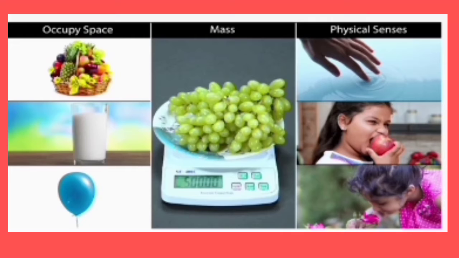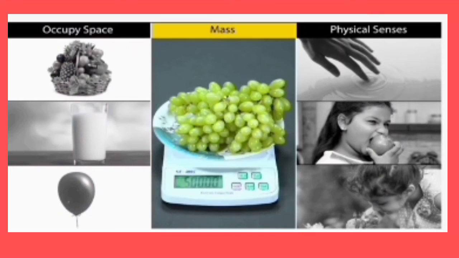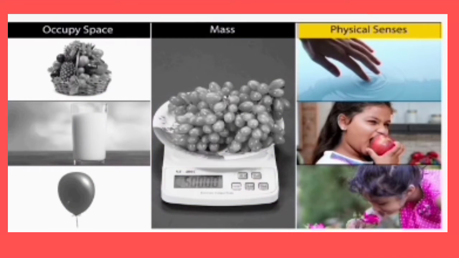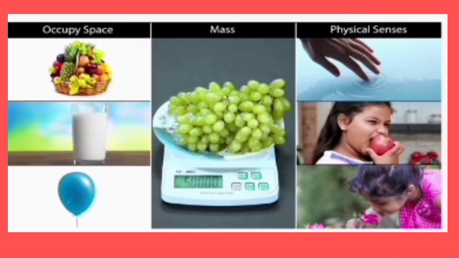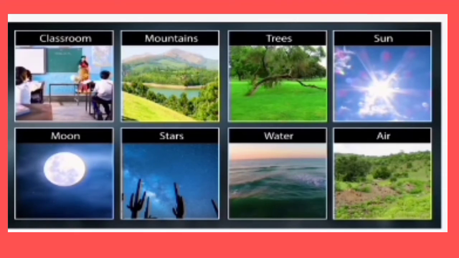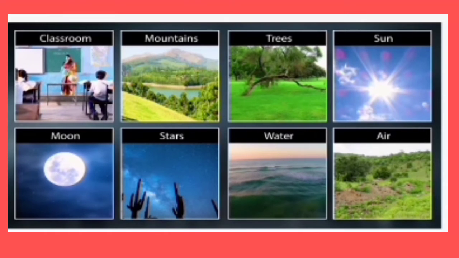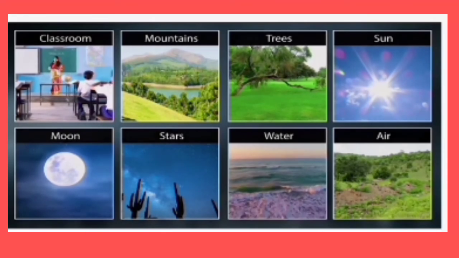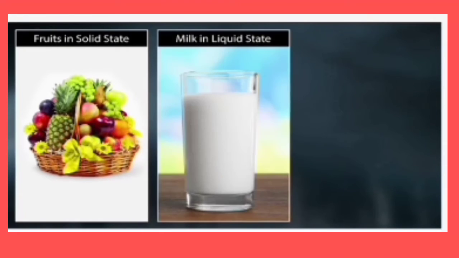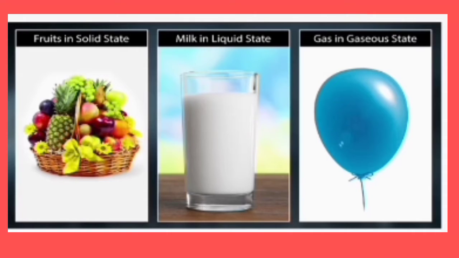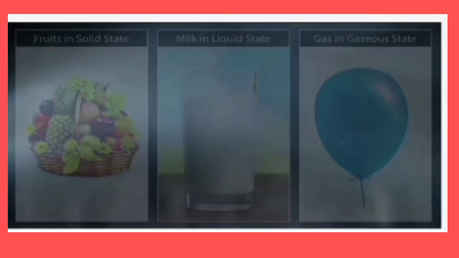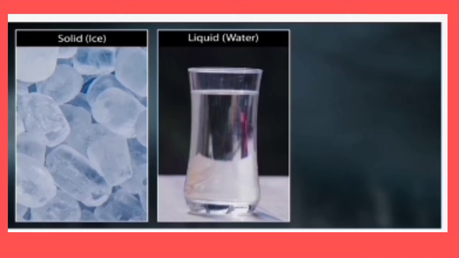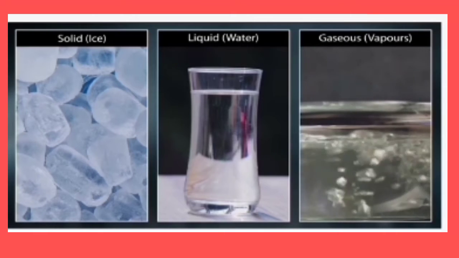Thus, you have understood that matter is anything which occupies space, has mass, and can be perceived by our physical senses. However, as you know, all matter does not look the same. The matter we see around us exists in different forms or states, namely solid, liquid, and gaseous states. For example, water can exist in solid state as ice, in liquid state as water, and in gaseous state as water vapor.